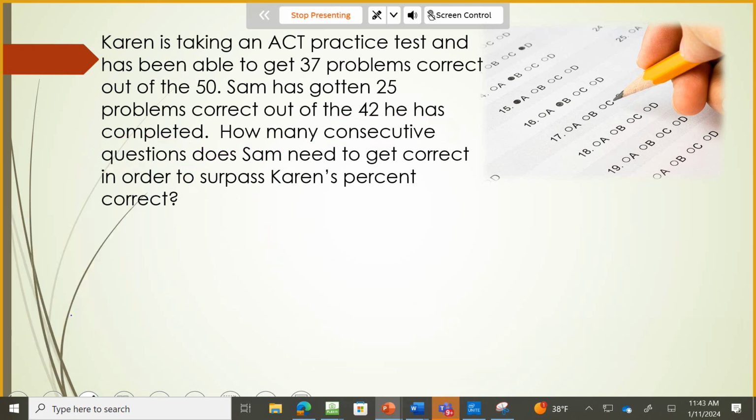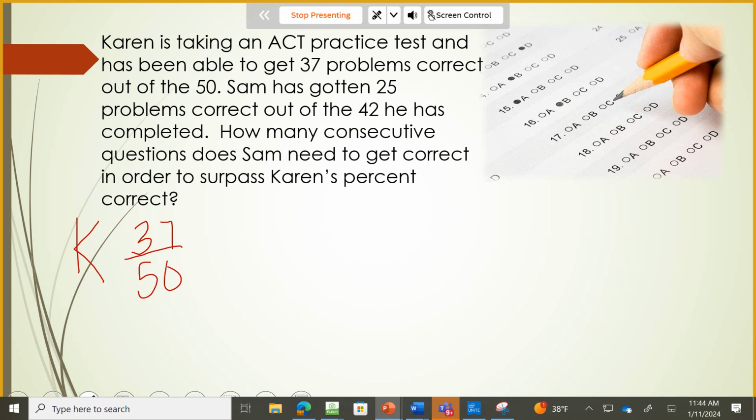We're going to compare the results of 2 students taking a standardized test in the ACT. So the first person is Karen. So let's just put a K down. We can be minimalist here. 37 out of 50 right. But what does that mean? That means she has attempted 50 problems, and of the 50, she's got 37 right. Doesn't mean that 37 in a row, just 37 total out of 50.